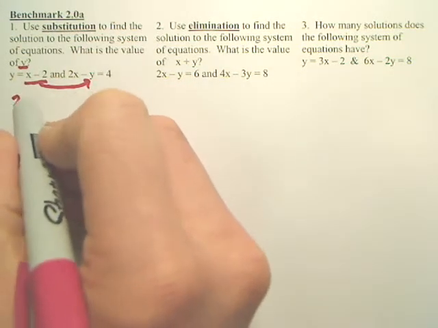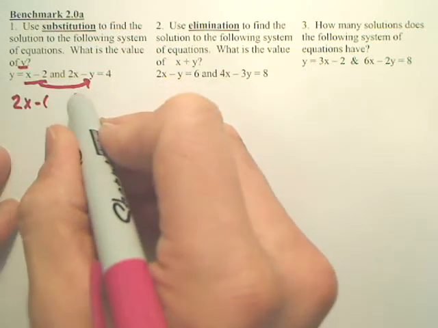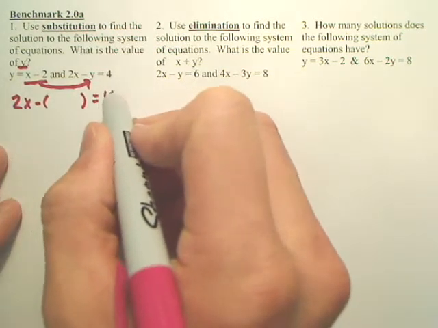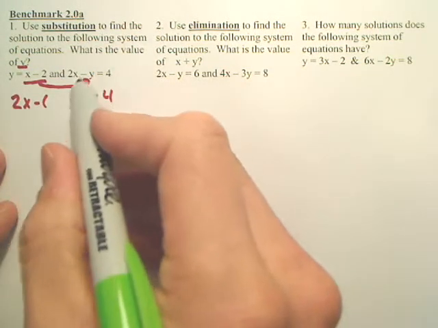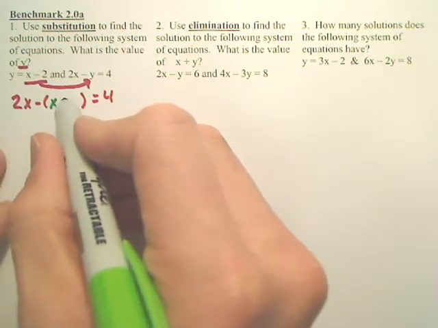So you're going to end up with something that looks like this. 2x minus blank equals 4. Now that blank, where the y was, is now x minus 2.